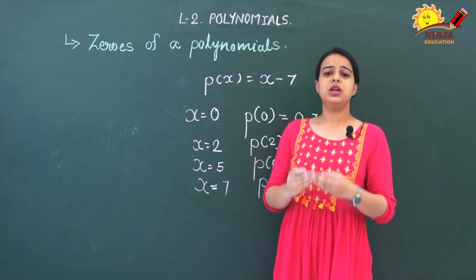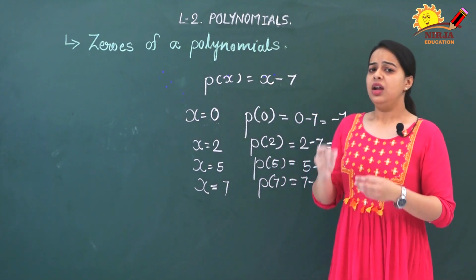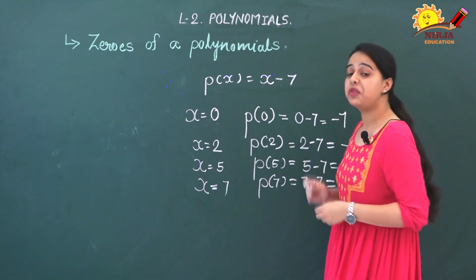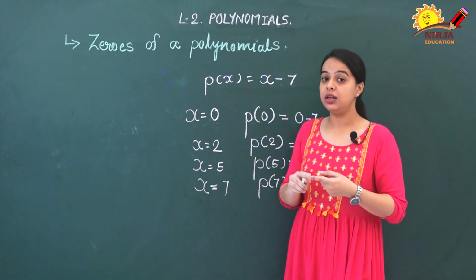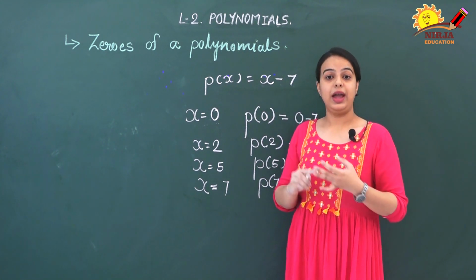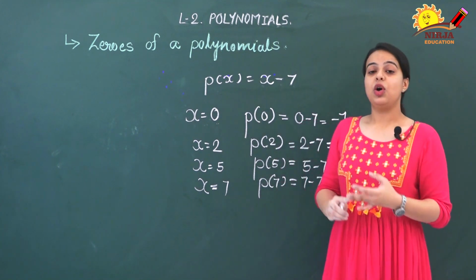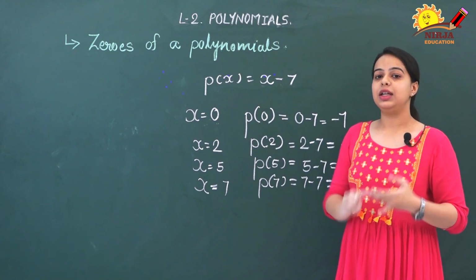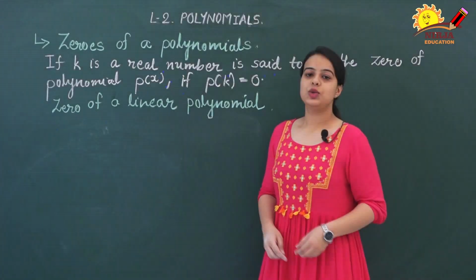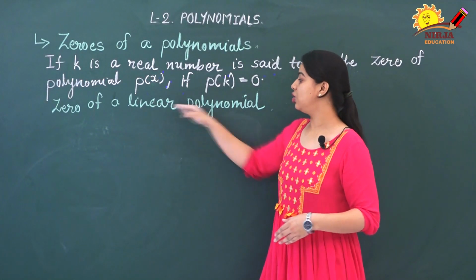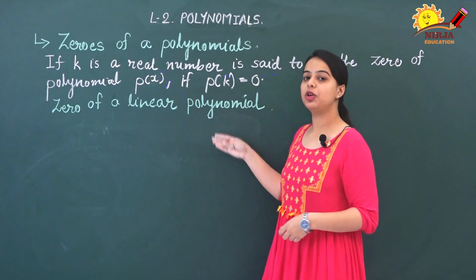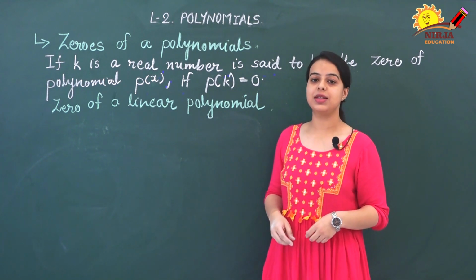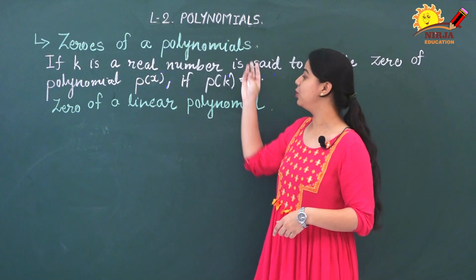Now the next question that arises in our mind is how to find the zeros of different kinds of polynomials like linear, quadratic and cubic. About quadratic and cubic polynomials, we will discover that in a later part of this chapter. So now let's see how to find the zero of a linear polynomial. But before going there, I would like you to revise the definition of zeros of a polynomial.